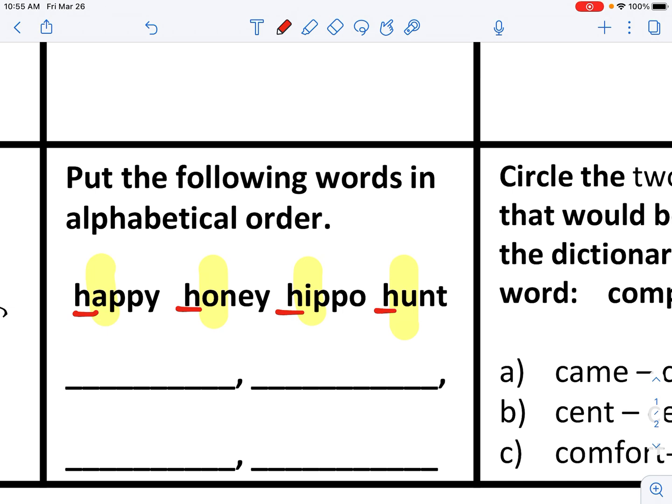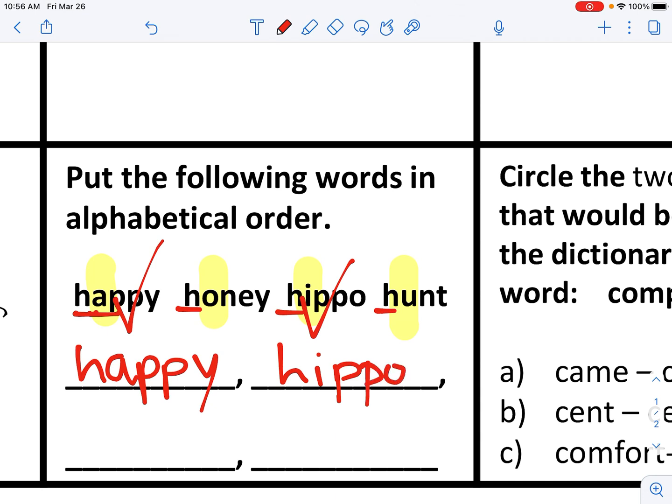Now I have to go in ABC order. I'm thinking of the alphabet. What letter comes first? A, O, I, or U? A does. So happy would be first. The next one, I need to look at O, I, or U. Which letter comes next? I does. So hippo would come next.